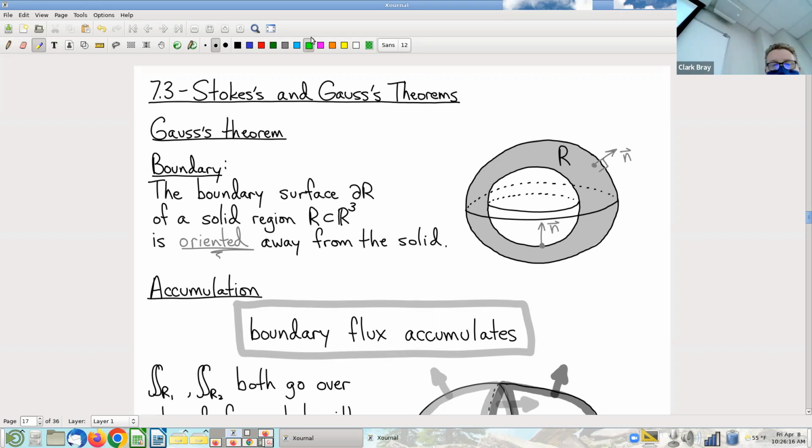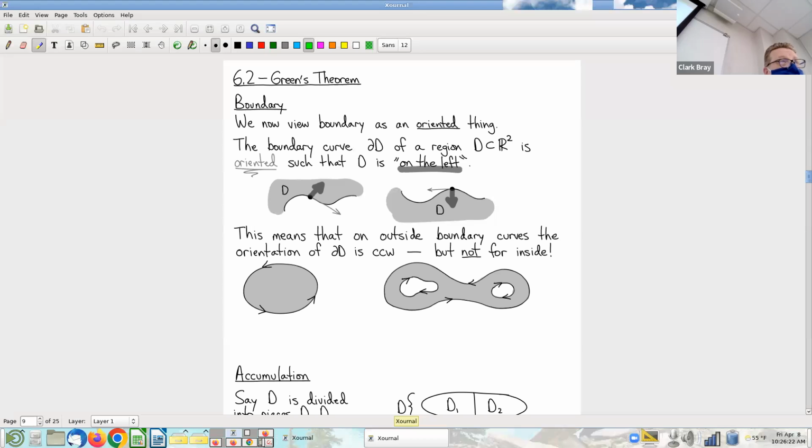Okay, so Gauss's theorem. Honestly, a lot like Green's theorem. You're going to notice in today's lecture, I'm going to be flipping back and forth between the chapter 6 notes and the chapter 7 notes, because there are so many analogies between these new theorems and this old Green's theorem that we already have seen a lot about.